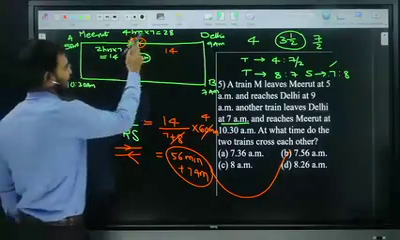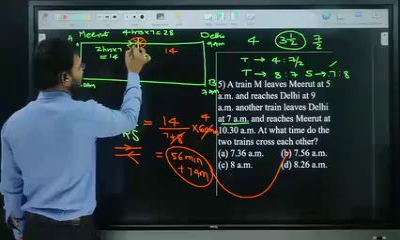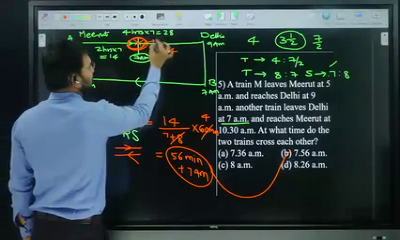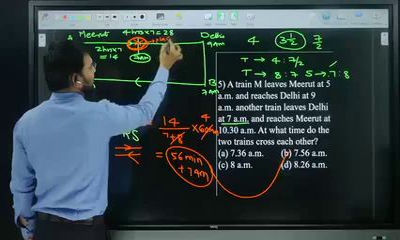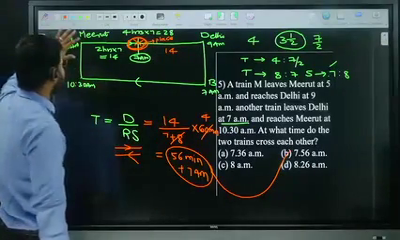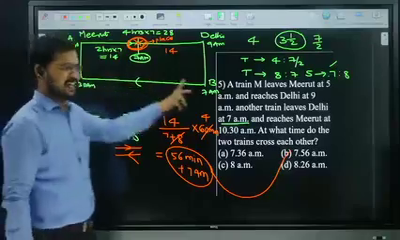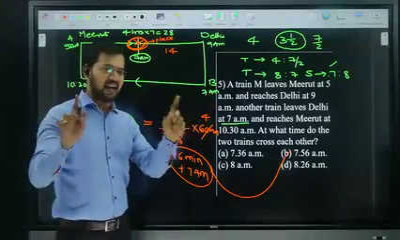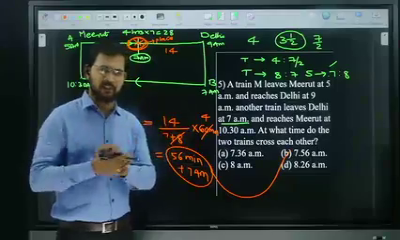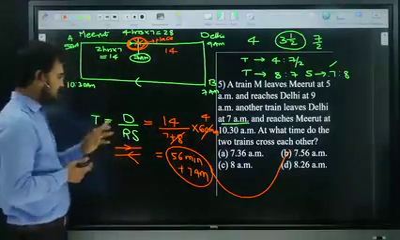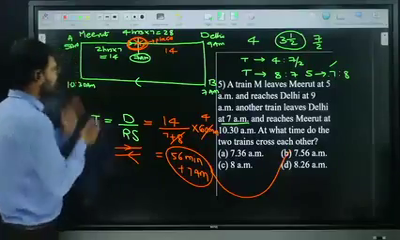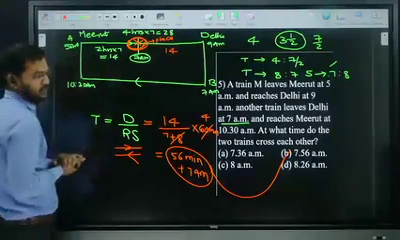This is not the crossing point. I said this is point X, some X place. The first train starts at 5 o'clock, the second train starts at 7 o'clock. I already told you, whenever they give different timings, first of all you have to equate the timings, because the relative speed definition is that both trains start at the same time. That is the reason I move the first train 2 hours first.